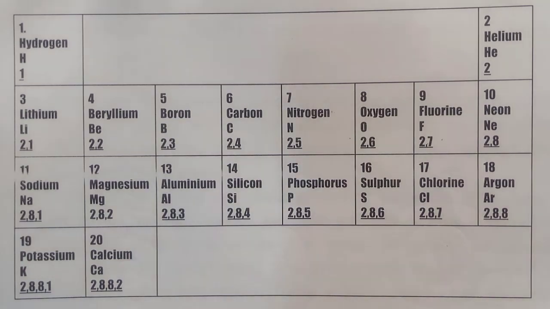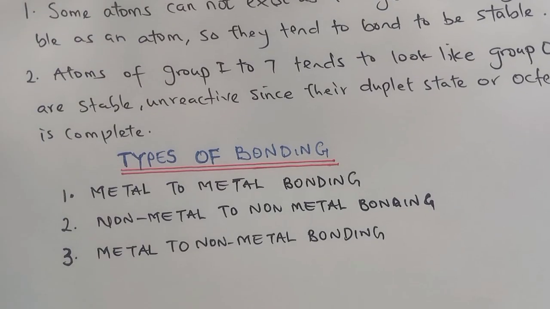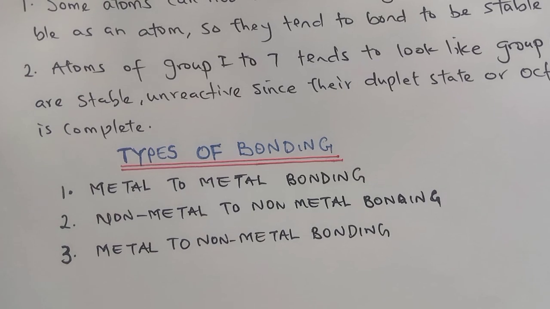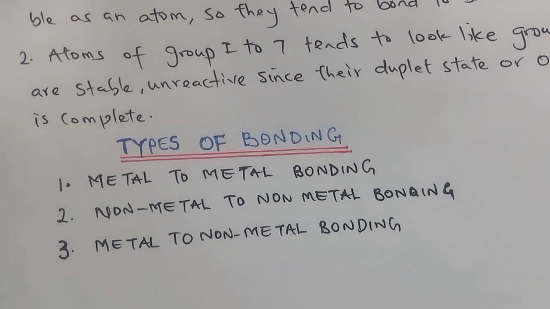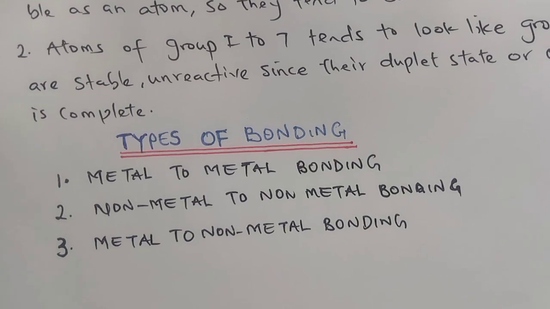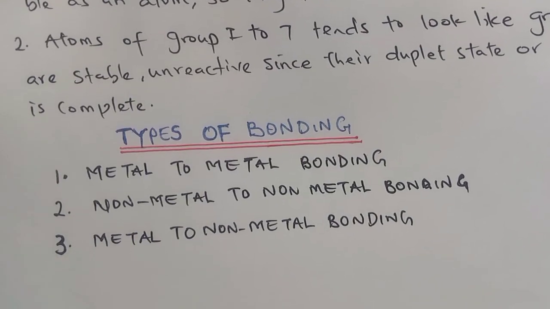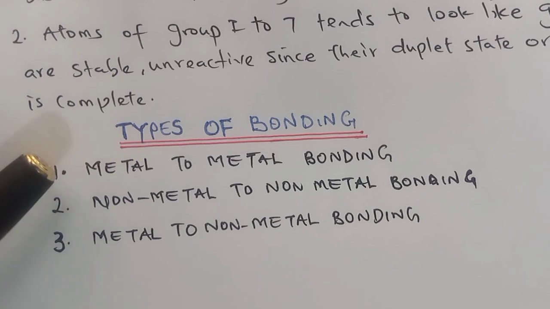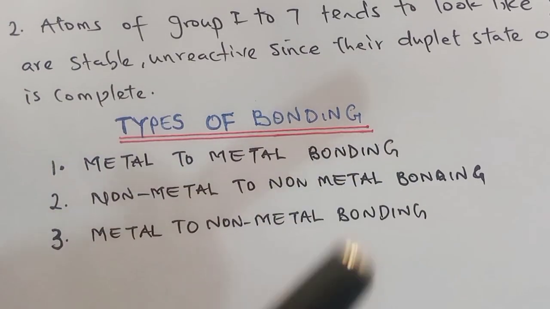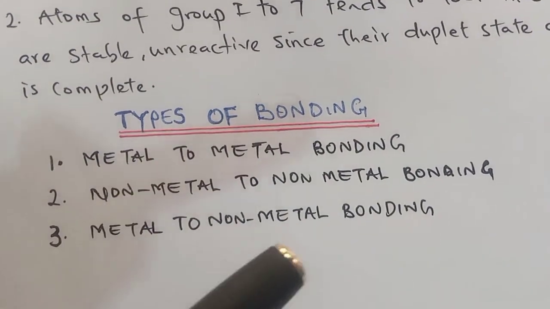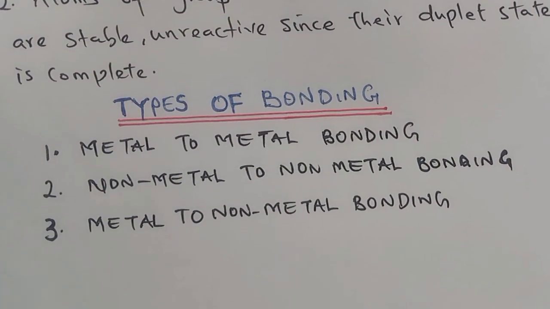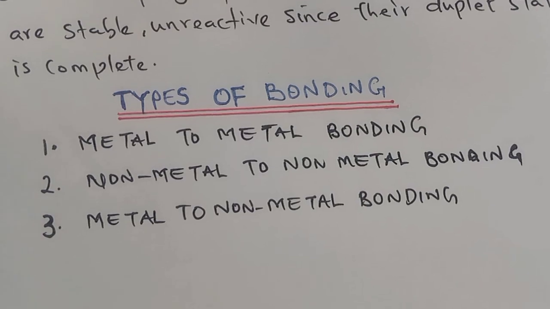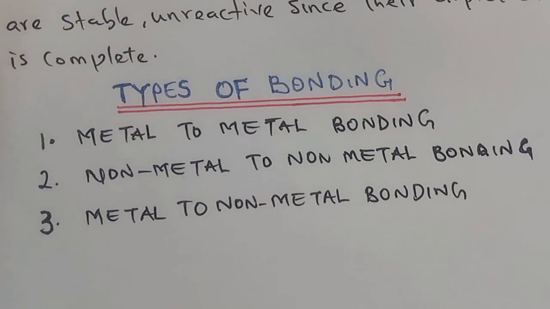types of chemical bonding. We grouped elements into metal, metalloid and non-metal, but majorly we group them into metals and non-metals. So the bonds we are going to look into are metal to metal bonding, non-metal to non-metal bonding, and metal to non-metal bonding, and we're going to start with metal to metal bonding.